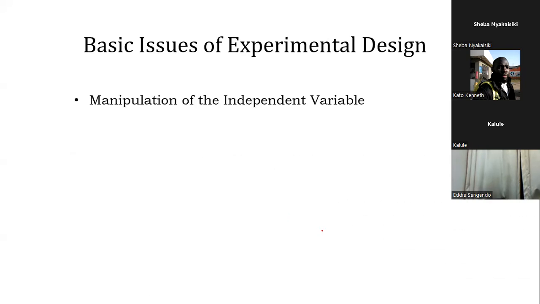So some of the basic issues with experimental design is that you have manipulation of the independent variable. Let's take an example. If we have a hypothesis that says your degree of happiness depends on your salary scale.